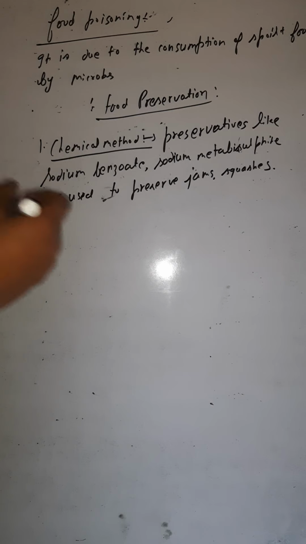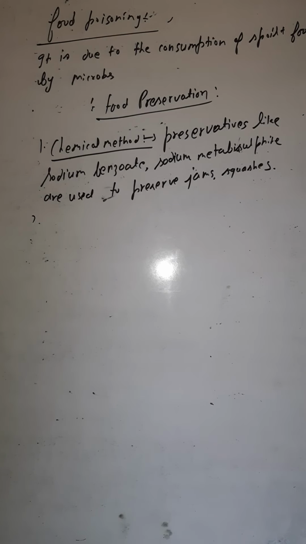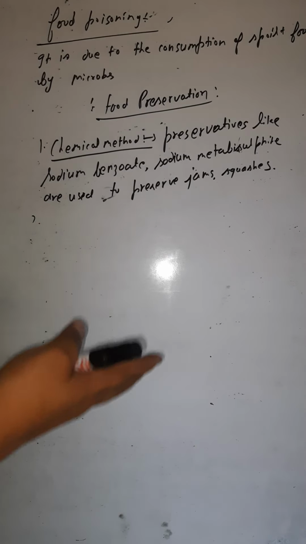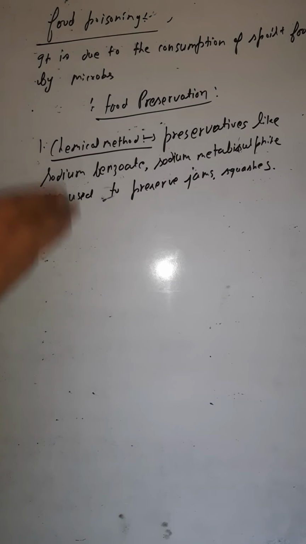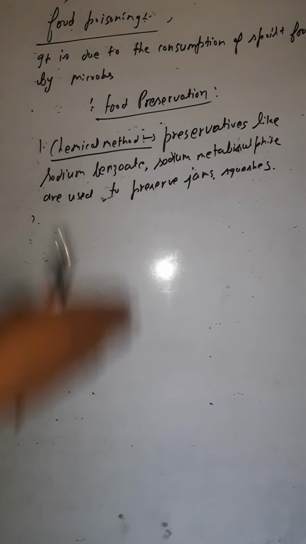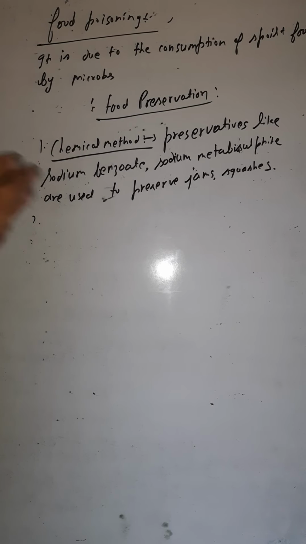Now some home methods we are also using, like salt and sugar. Why do we use these? Salt is most commonly used at our homes. It is used to preserve meat, fish, amla, and raw mango. These things are preserved by the use of salt, because salt inhibits the growth of bacteria in the food items.